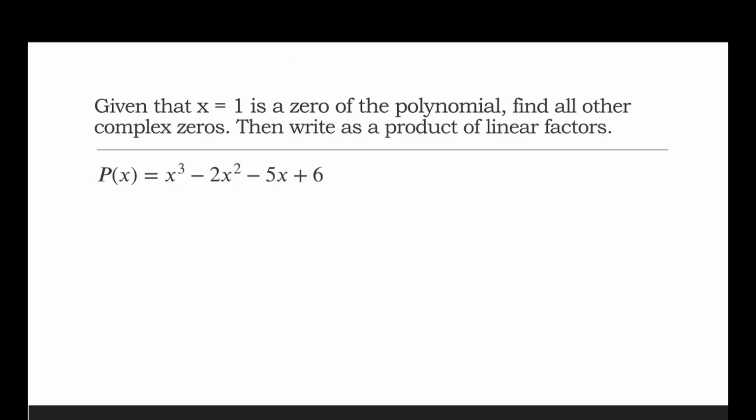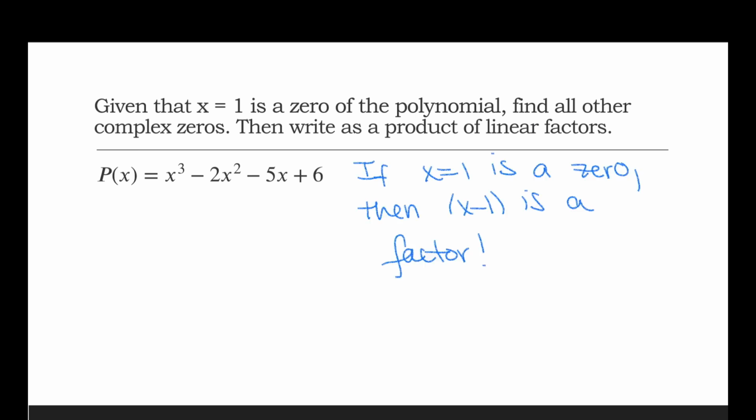Let's take a look at another example. Given that x equals 1 is a zero of the polynomial, find all other complex zeros. Then write as a product of linear factors. So in this problem, they're telling me what one of the zeros is. I know that x equals 1 is a zero. So if x equals 1 is a zero, then x minus 1 has to be a factor.